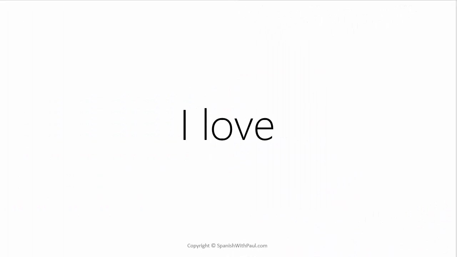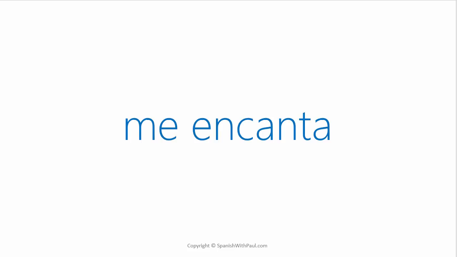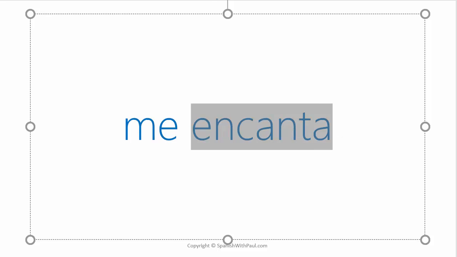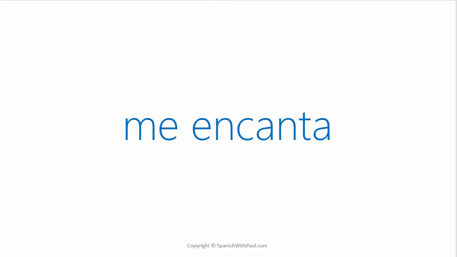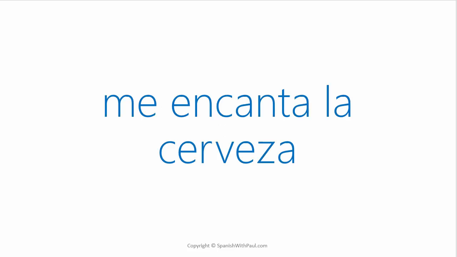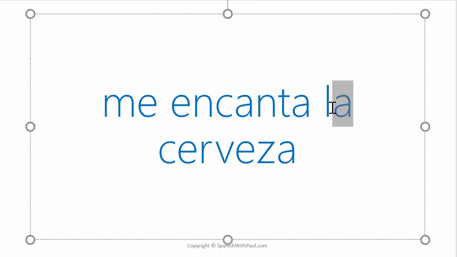Sometimes you might want to say something a bit stronger than I like and say I love. In Spanish, that would be me encanta. Almost like, to me, it is enchanting. I love it. Me encanta. How would you say, I love beer? Me encanta la cerveza. Again, you can see the same thing happening with the definite article being included. I love the beer. Me encanta la cerveza.